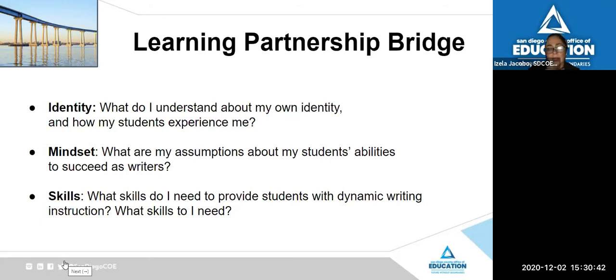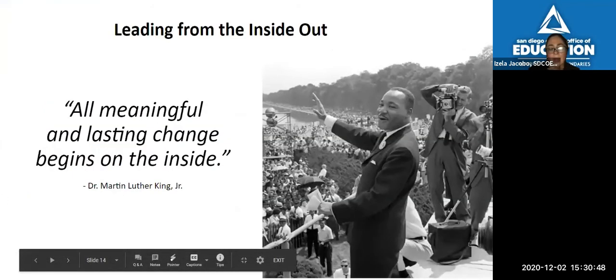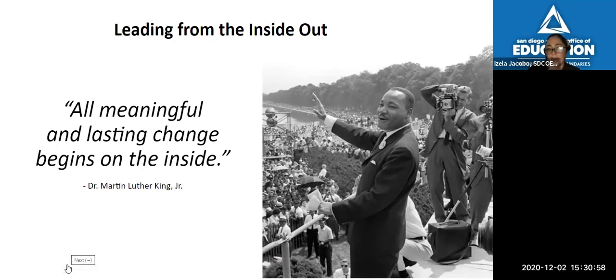So as we're engaging in this reflection, I'd like for us to move on to the next slide and just point out that one of the core beliefs of the Wright Project, the Wright approach, is that we need to be leading from the inside out. All meaningful and lasting change begins on the inside, as Dr. Martin Luther King so beautifully expressed. So Wright believes that teachers need to be provided with opportunities to examine and explore their own identities, their own biases, and to explore their own skill set and continue to further that to create that lasting change that is so needed in our classrooms.